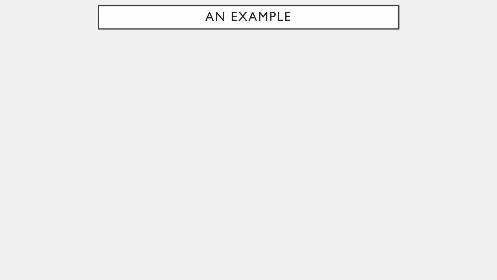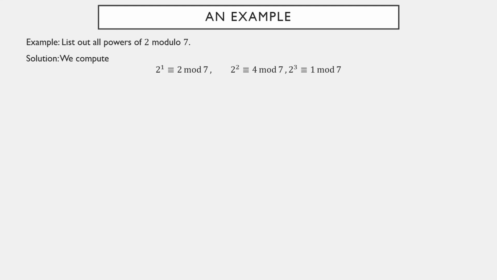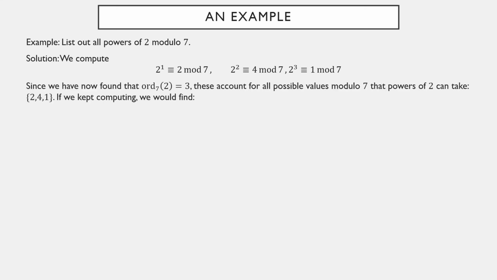So let's take a look at an example. List out all the powers of 2 modulo 7. We're just going to compute powers of 2, reduce them mod 7. 2 to the first is 2, 2 to the second is 4, 2 cubed is 8, but that's equivalent to 1 mod 7. Now that we've found the order of 2 is 3, because that was the first power of 2 equivalent to 1 mod 7, we've listed out positive powers of 2, and we've reached the order. Therefore, those are the only possible powers of 2 modulo 7.